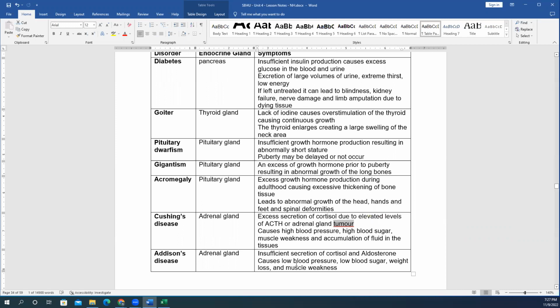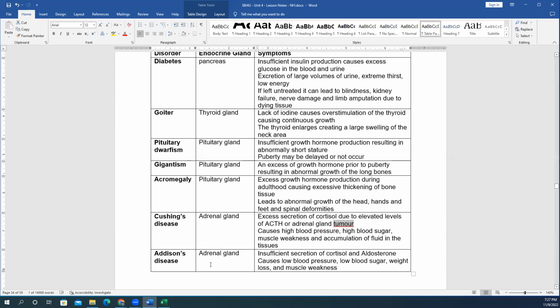And what this does, it will cause high blood pressure, high blood glucose levels, muscle weakness, and the accumulation of fluid in tissues. And I think sometimes some patients who have Cushing's disease often look like there might be some swelling in them due to the accumulation of fluids.